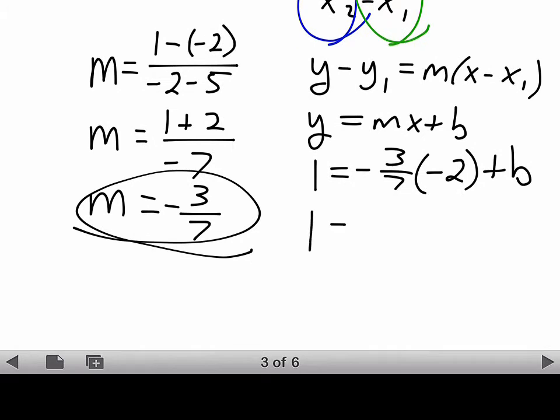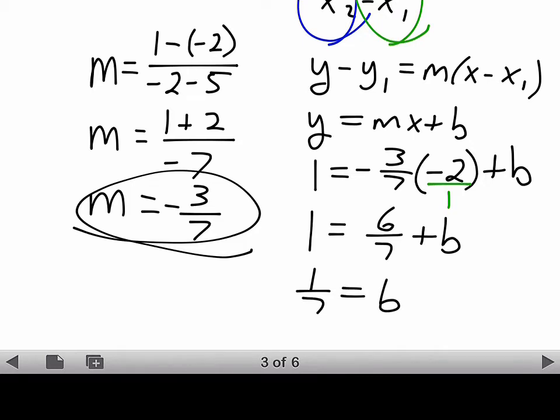So we've got 1 is equal to negative 3/7 times negative 2. Considering that negative 2 to have a denominator of 1, multiplying across the numerators gives us positive 6/7. And then plus b. Subtracting 6/7 from both sides, considering 1 as a fraction, 7/7, will give us 1/7 is equal to b.